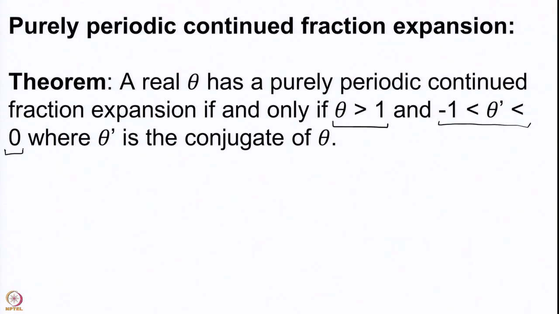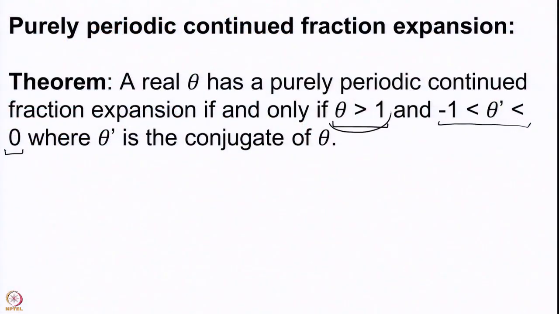So let's understand this result first. We are saying that we have this theta whose continued fraction expansion is purely periodic. That means it is starting from the word go, from a0 we have the periodicity. So a0 has to be equal to one of the an's appearing later, and therefore a0 has to be a positive number. a0 cannot be negative and a0 cannot be 0. So a0 has to be 1 or more. So this condition that theta has to be bigger than 1 is very easy to see.